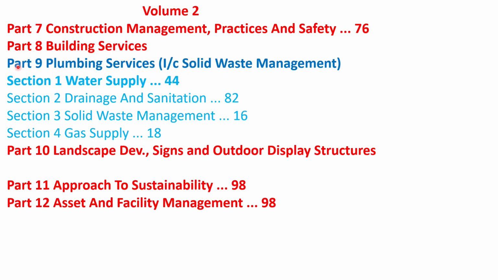In the National Building Code, Part 9 in Volume 2 discusses plumbing services, and under this Section 1 is water supply, Section 2 is drainage and sanitation, Section 3 is solid waste management, and Section 4 we are not concerned.